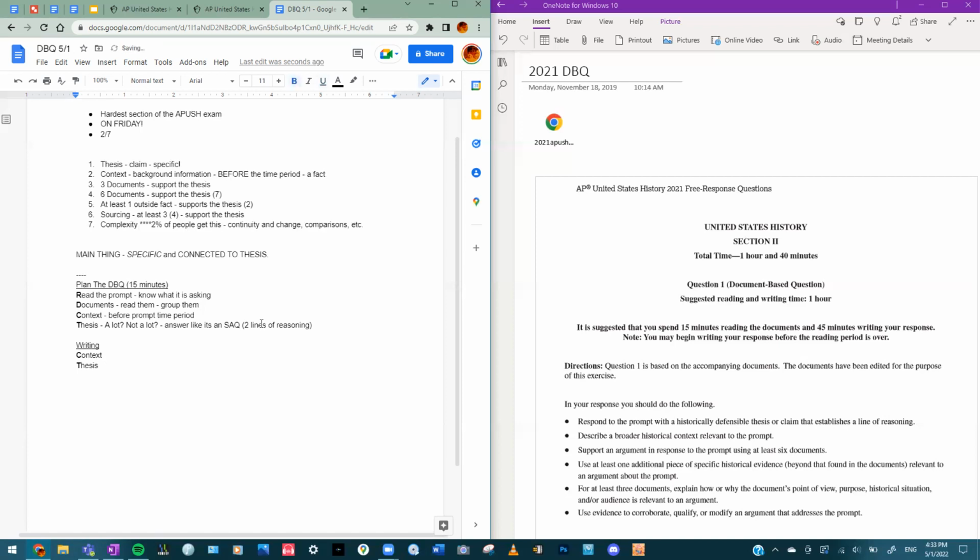After that, you have 2 body paragraphs, and in there you need to have your topic sentence, which is a line of reasoning. Whatever you say in the thesis, you'll say 2 things, and they'll be the 2 topic sentences of the 2 body paragraphs. Then you'll use documents, and explain, always explain and be specific. You can have an outside fact, and you can source.